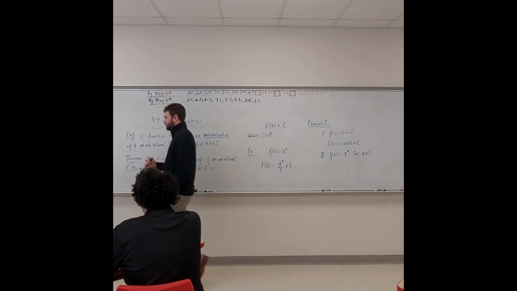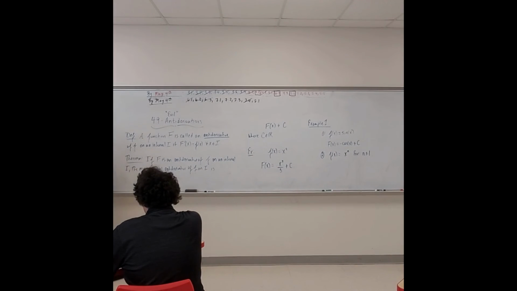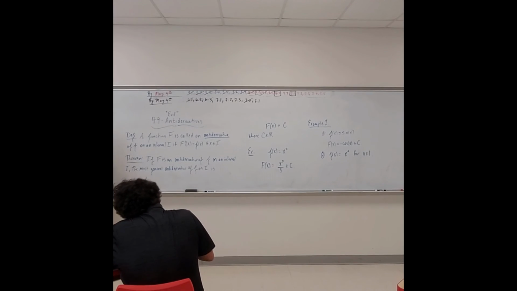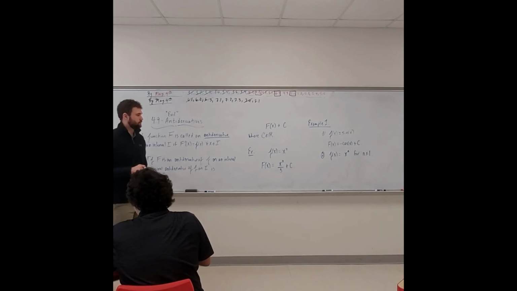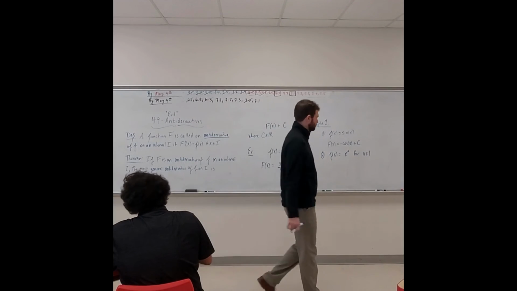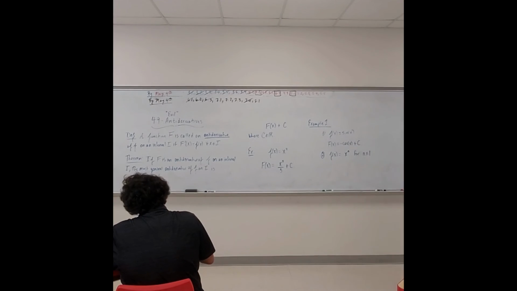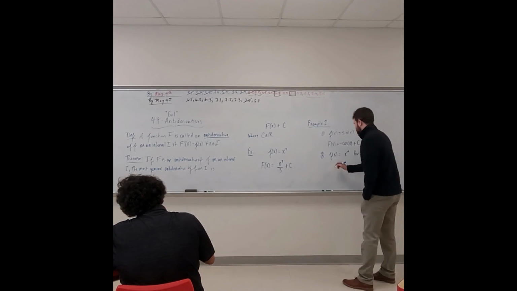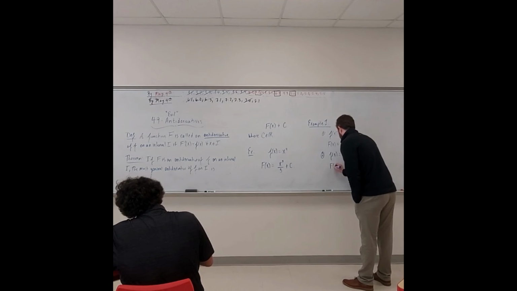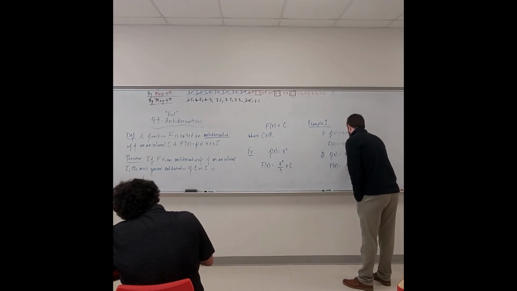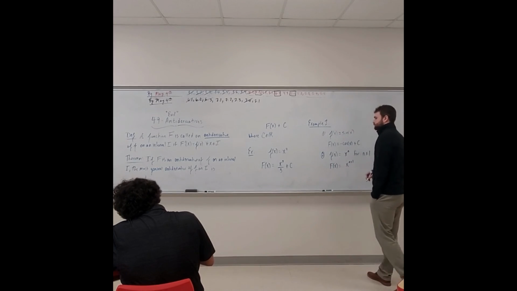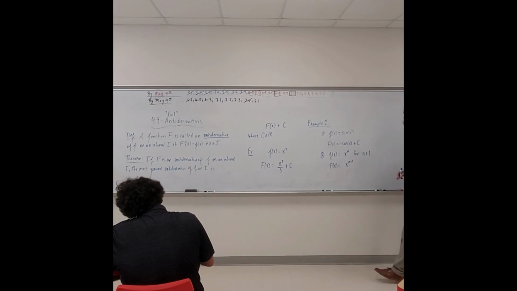So x to the n for n not equal to negative 1. We're going to go ahead and prove a rule here, I suppose. This is actually a theorem. So how do we find the antiderivative of x to the n? X to the n plus 1. Okay, what else?